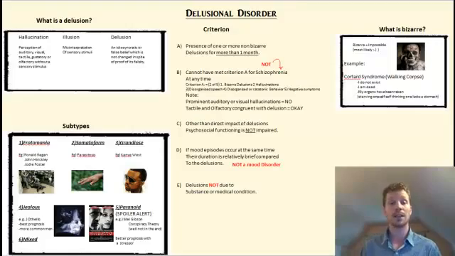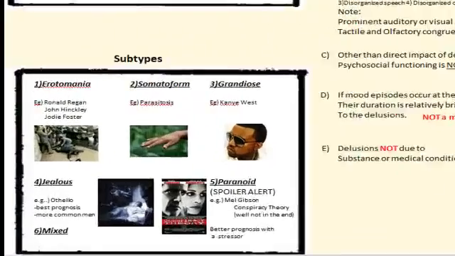Finally, let's look at the subtypes of delusional disorder. There are 6 of them. Let's go through these. I got some examples for you. Erotomania is when you think somebody loves you that they don't, and you think, oh, you love me, you love me. Oh no, they do not. For example, John Hinckley thought Jodie Foster loved him and would love him more if he shot Ronald Reagan. That is an erotomania delusional disorder.